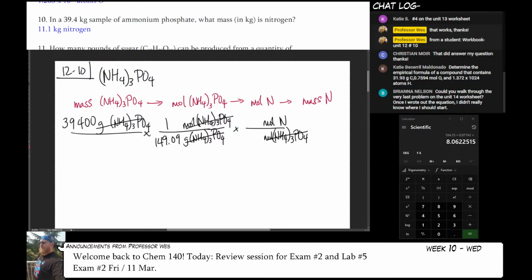And then we'll turn that into moles of nitrogen. How many nitrogens are in ammonium phosphate? Well, there's 1 per ammonium, and there are 3 ammonium, so that's a 3. So be careful with that. Don't just write 1, because I only have 1 nitrogen there. And then I can do this. A mole of nitrogen has some number of grams of nitrogen, and that's just on the periodic table.